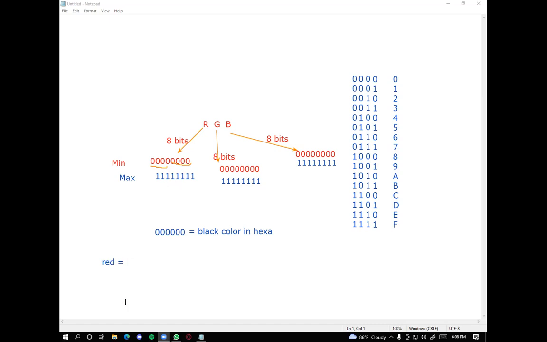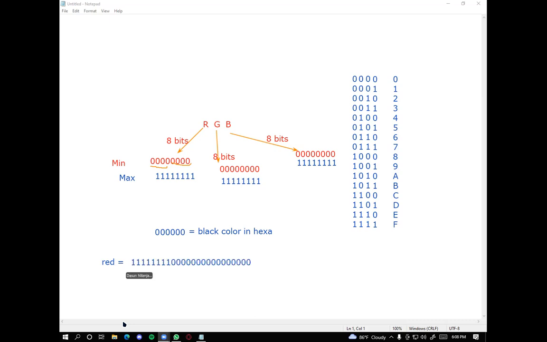So how can we write? Minimum bit is 0, maximum bit is 1. Maximum red has 8 bits. So all 8 bits should be 1. Then do we have green or blue in the red color? No. Red only. Then the green will be 0 0 0 0 0 0 0 0. Blue will be 0 0 0 0 0 0 0 0.